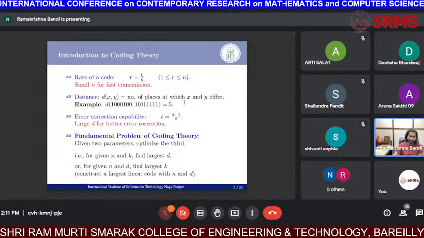So the fundamental problem of coding theory is to construct a code for given parameters. If your message length and code length are fixed, you try to find the largest code whose minimum distance is good. Or else, if you have a code with a sufficient design distance D with a given length, then what message length should you choose? This is the fundamental problem of coding theory.